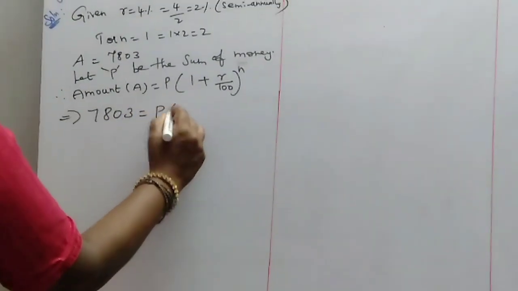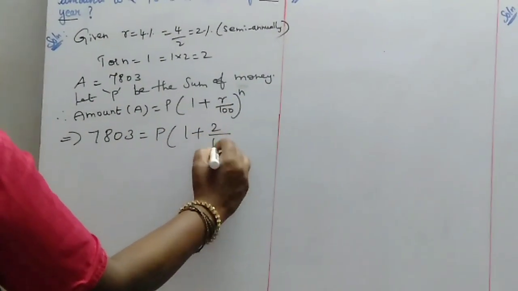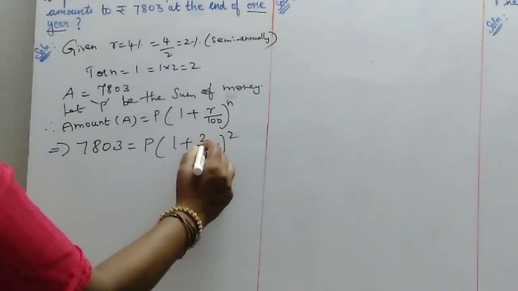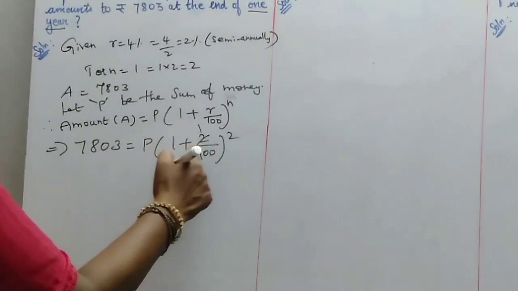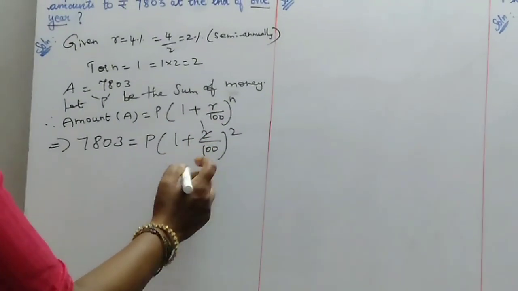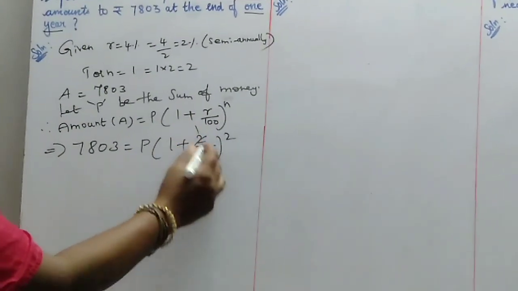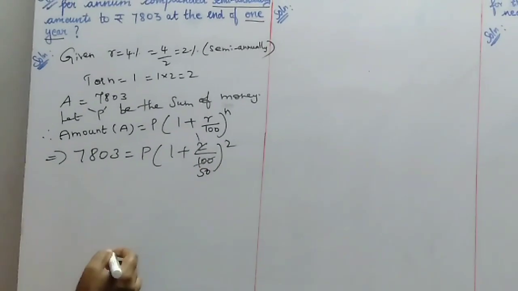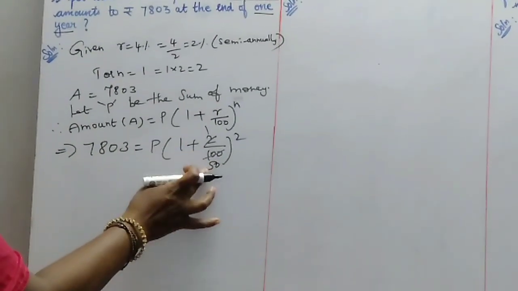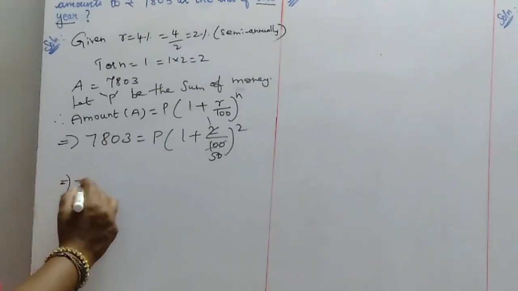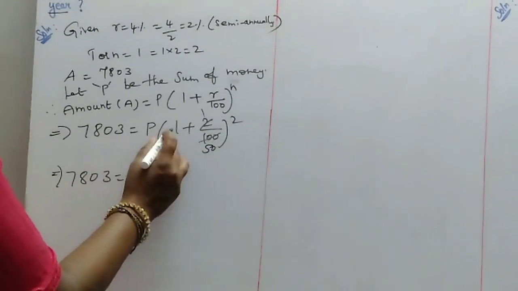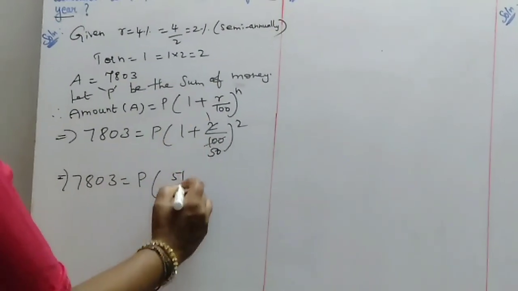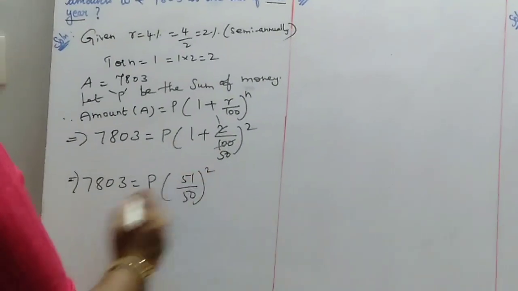7,803 equal to P into 1 plus 2 by 100 the whole power 2. So by 2 table, we cancel this one time, and this is 50 times. So next step, 7,803 equals P bracket 50 plus 1, 51, so 51 by 50 the whole square.